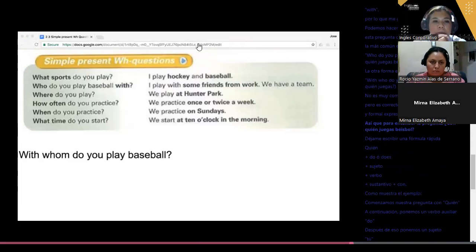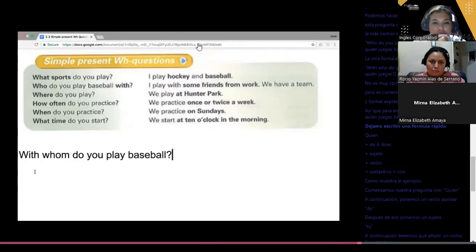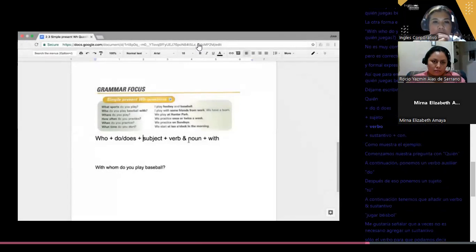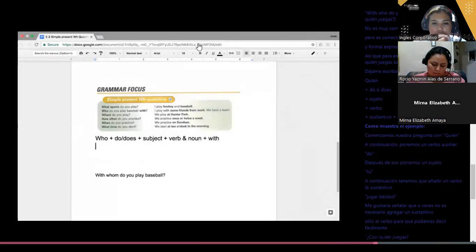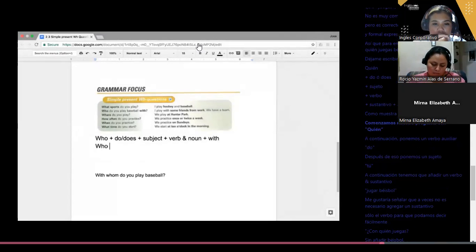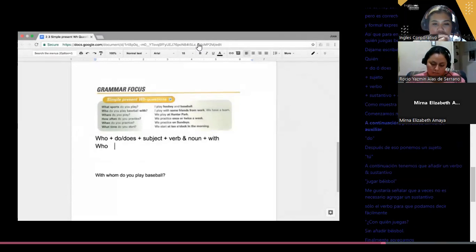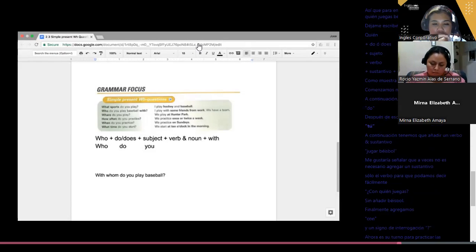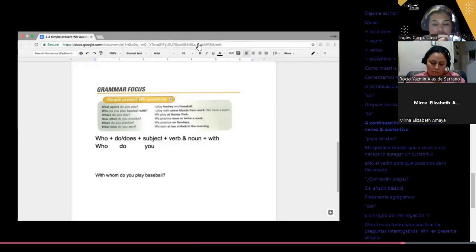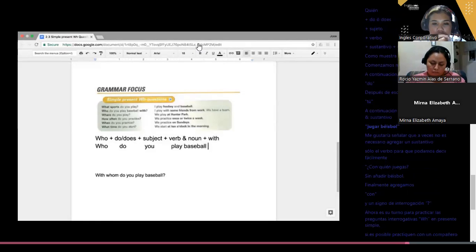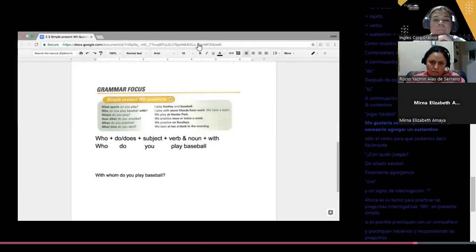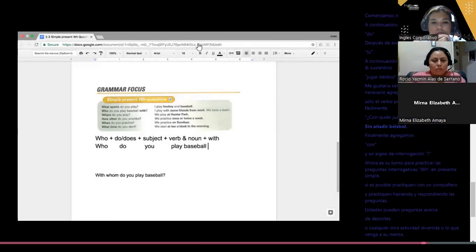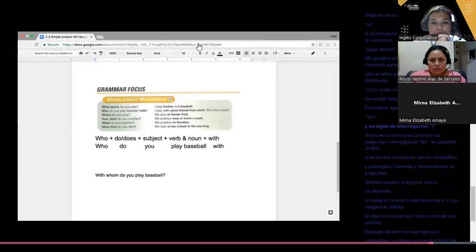So, to understand the question, who do you play baseball with? Let me write a quick formula. Who plus do or does plus subject plus the verb plus noun plus with. As the example shows, we start our question with who. Next, we put an auxiliary verb, do. After that, the subject, you. Next, we need to add the verb and noun, play baseball. I would like to point out that sometimes it's not necessary to add a noun, just the verb, so we can easily say, who do you play with, without adding baseball. Finally, we add with and the question mark.